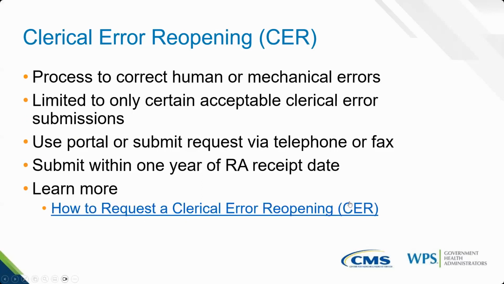I want to talk a little bit more now about the clerical error reopening process. This is that process to correct human or mechanical errors. These are limited to errors in form and content, and these do not include failure to bill for certain items or services. The final bullet on this slide is actually an embedded link to a really helpful resource on our website. This particular resource, called How to Request a Clerical Error Reopening, provides examples of situations that can, as well as those situations that cannot be processed as a clerical error reopening.